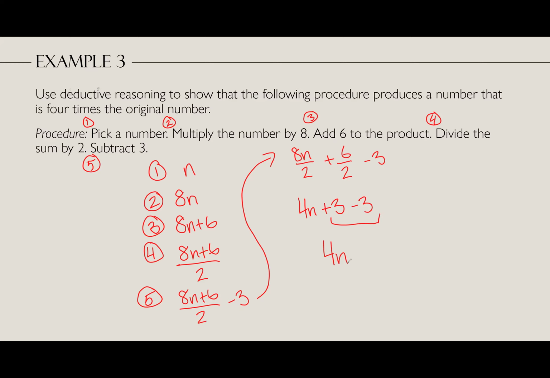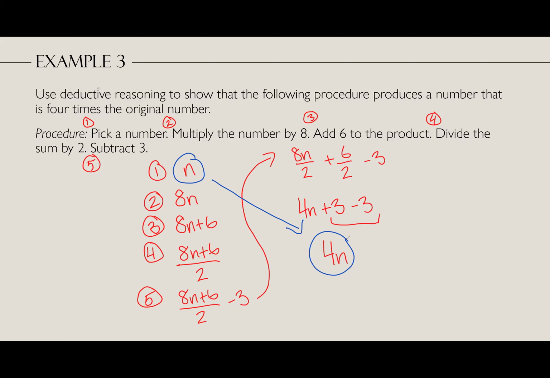So let's look at what happened. I started off with choosing a number. Through my process and cleaning it up, I can see that I have 4 times that number. So notice what I did differently here. There are some similarities, but broadly speaking, I chose an arbitrary value n, went through my process, and saw that I have 4 times the original number at the end of all of this.